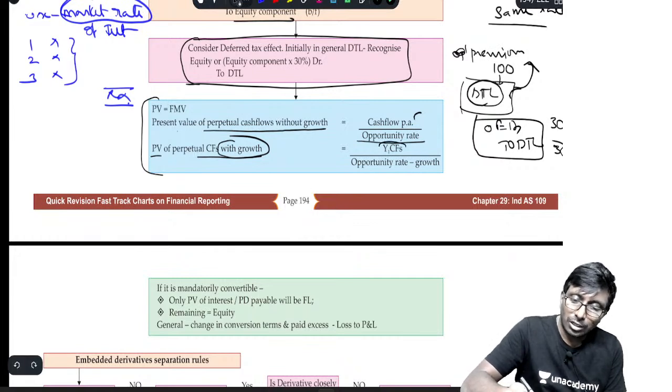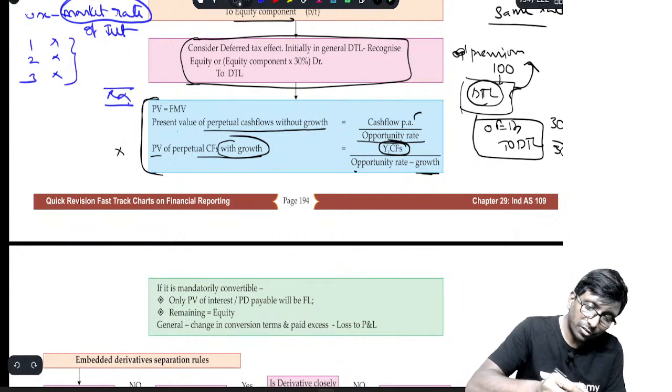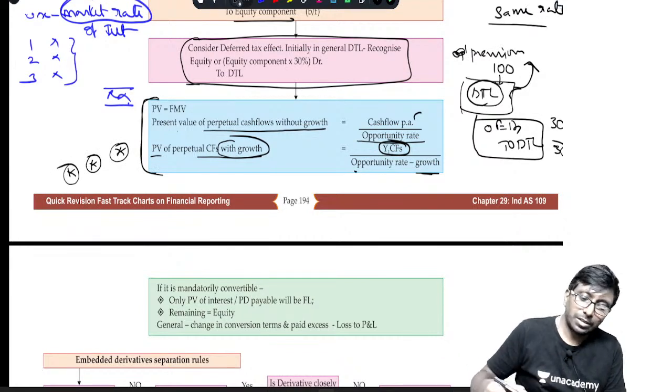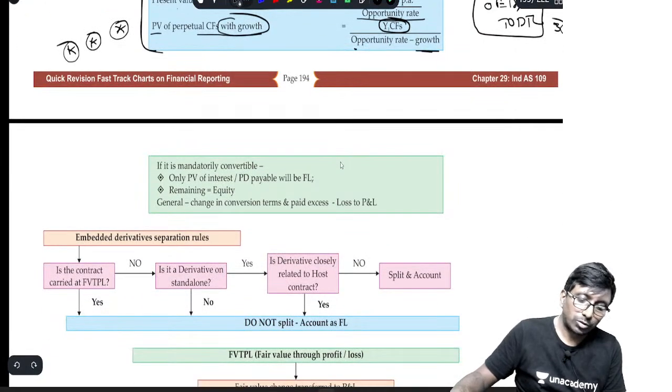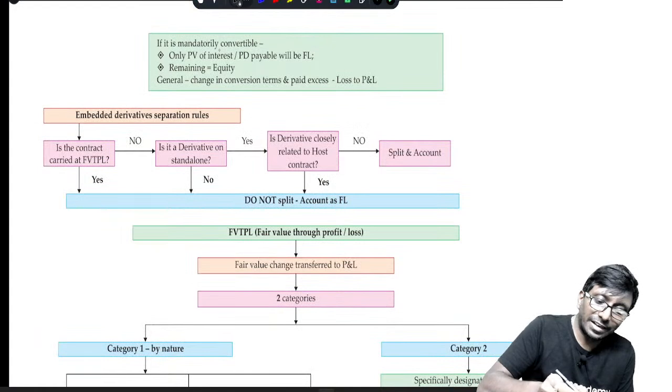is equal to Y1 cash flows divided by opportunity rate minus growth. These basic formulas are relevant even at CA Final and throughout your life. Remember them because they may be helpful without a doubt. Got it?